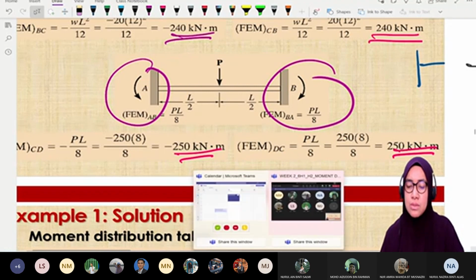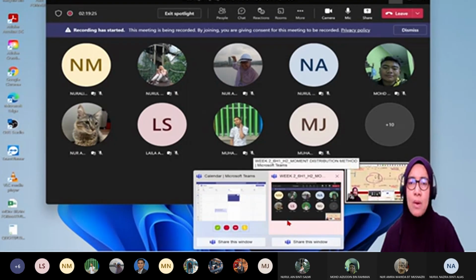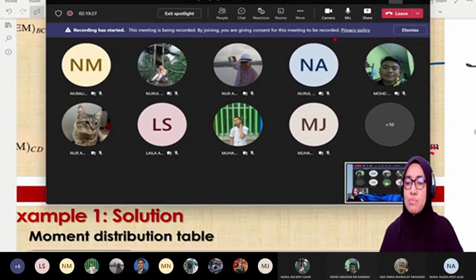Okay, so photo session pun tak sempat dah pukul 10. Tak apa, kita bawa semua ke esok. InsyaAllah esok kita akan jumpa balik.